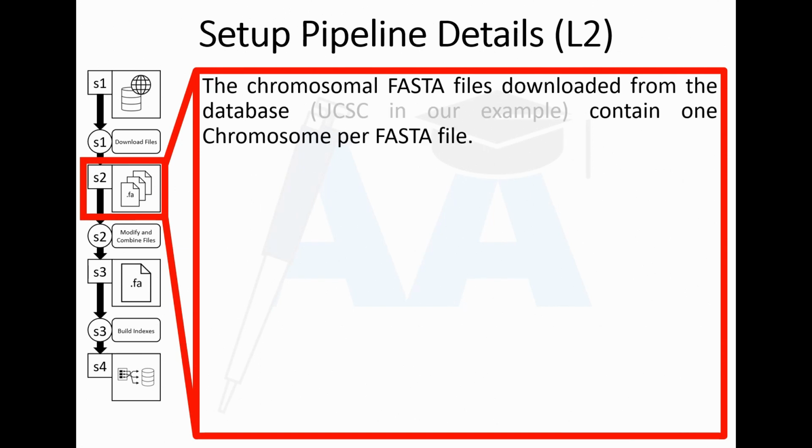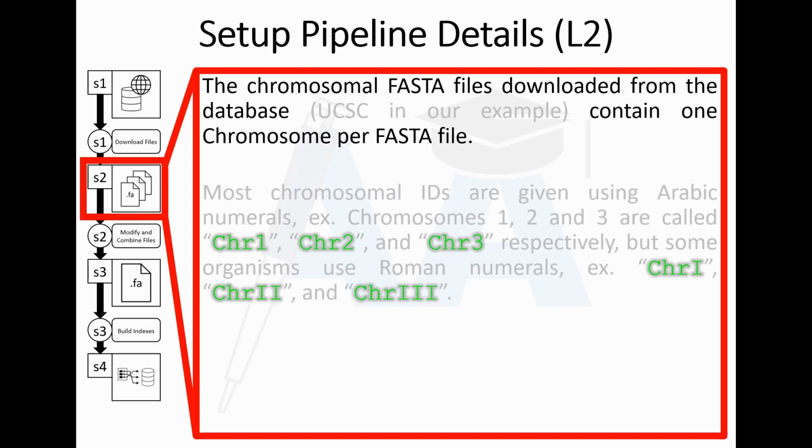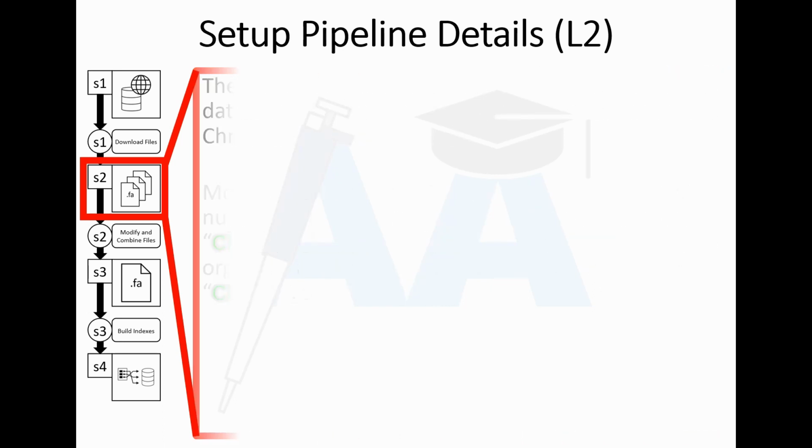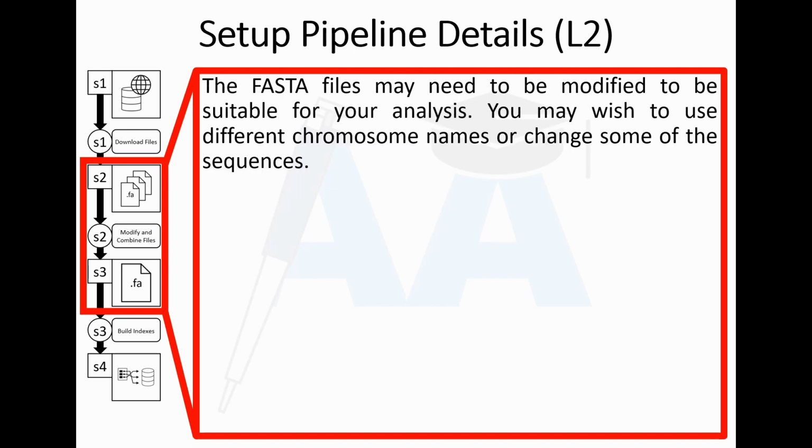They contain one chromosome per FASTA file, so they can be referred to as chromosomal FASTA files. Most chromosomal IDs are given using Arabic numerals, although some organisms, like C. elegans, use Roman numerals. Now that we know what we are working with, we can talk about the modification and combination step. Sometimes, the data in the FASTA files need to be modified before it is suitable for your analysis. This might be something as surface level as changing chromosome names, or it could involve changes to the sequences themselves.